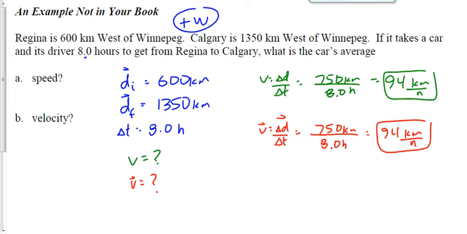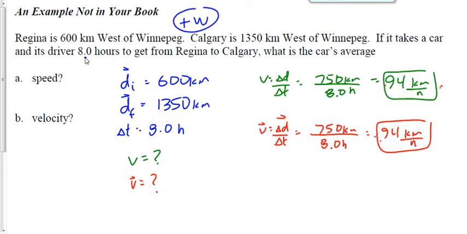A couple questions here though. Firstly, what does the positive mean down here when I have 94 kilometers per hour for velocity? What does the positive mean? Yep, means west. Good. What does the positive mean up here for speed? Nothing. So we get this same answer, but the positive means something here. The positive doesn't mean anything here. West, nothing.